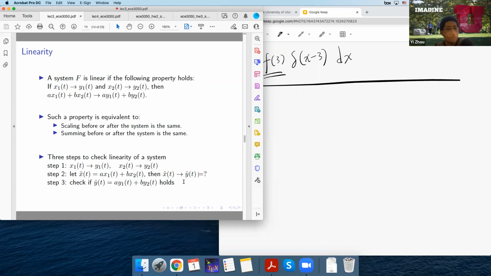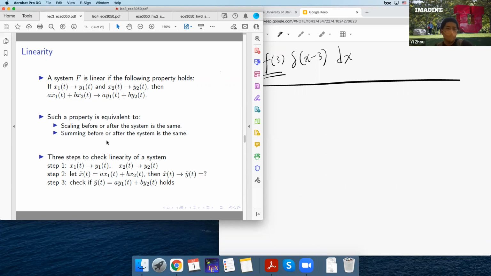Now, to verify the linearity of the system, we just need to compare this output, y tilde t, and the linear combination of the corresponding outputs of these two input signals. If these two are equivalent, then the system is a linear system. Because y tilde is the output that corresponds to these linearly combined input signals, and by definition, if this y tilde is the same linear combination of these two output signals, then we say the system is a linear system.